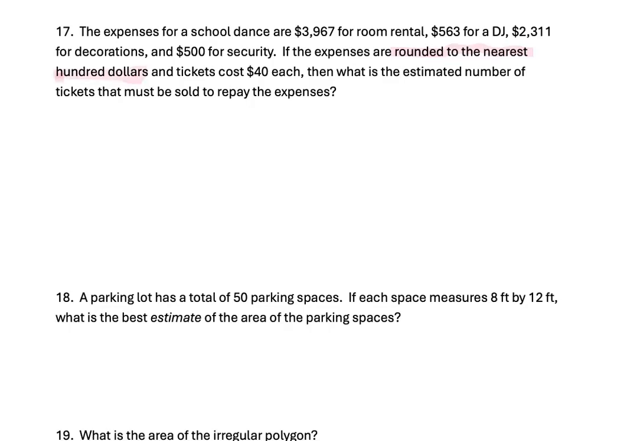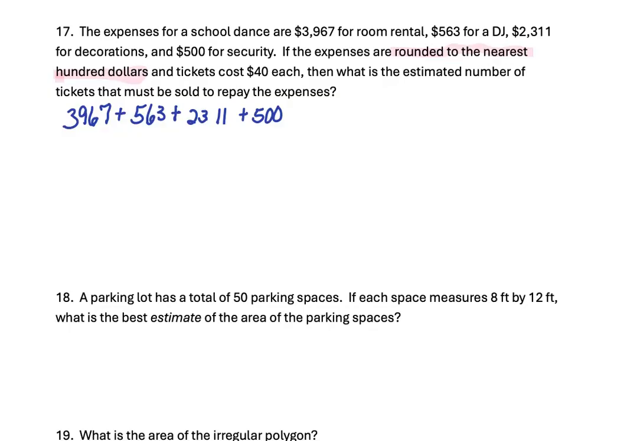Okay, so I'm going to just write down the problem first, and then we'll go back around before we do our final sum. So we've got $39.67 plus $5.63 plus $23.11 plus $500. Now, it doesn't say add and then round. It says the expenses are rounded to the nearest 100.